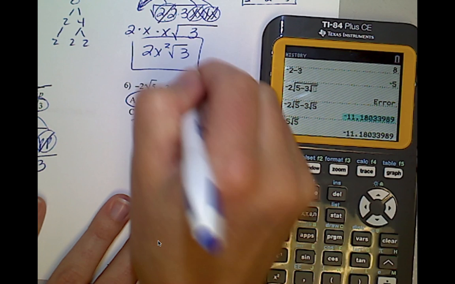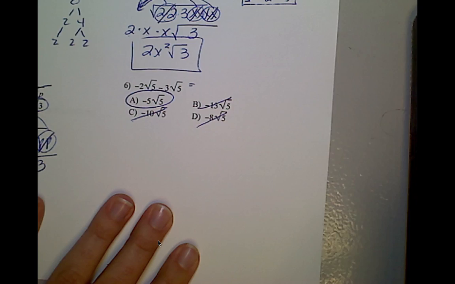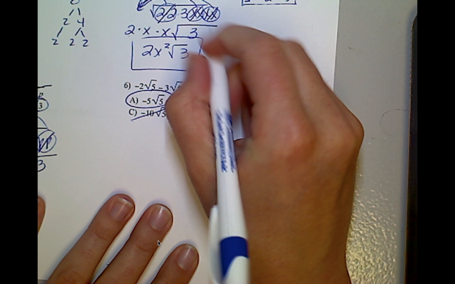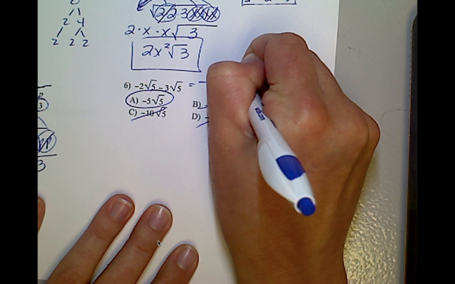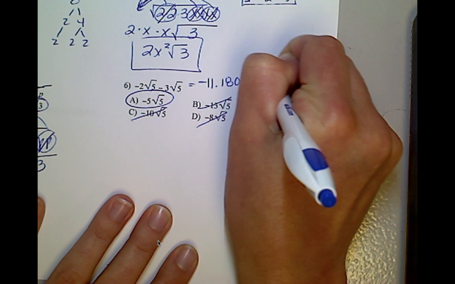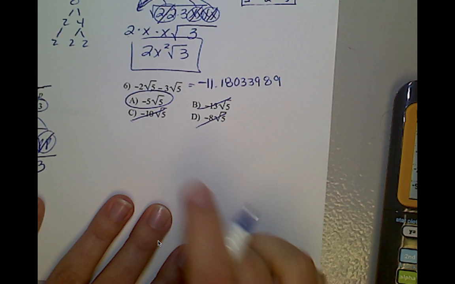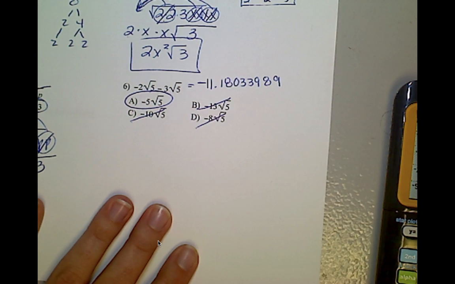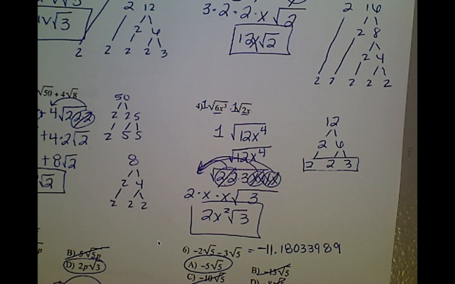We know that this right here should equal negative 11.180333989. So all I did was just type these answers in to see which one copied that number. That should be a give me, okay? Multiple choice is beauty when there's no variables.